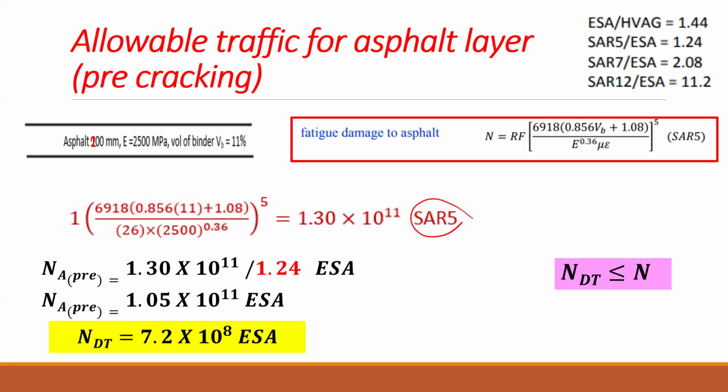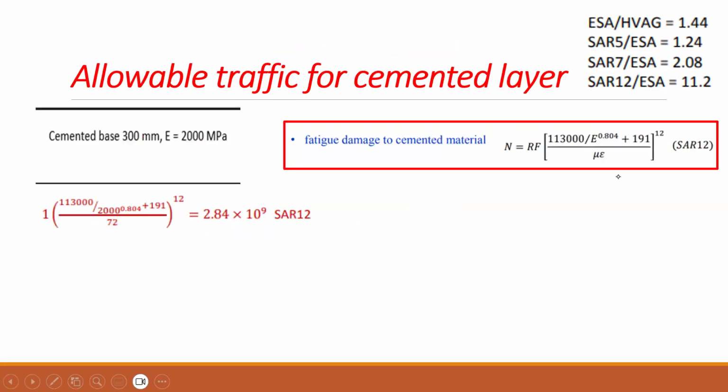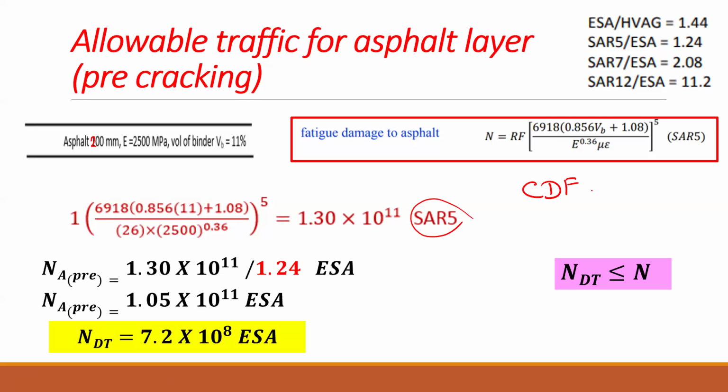Okay, so there is another terminology that we are going to use in the practical. We are going to find the CDF, cumulative damage factor, which equals NDT over N. Whenever it is less than 1, we can say the layer is okay. If it is more than 1, the layer is not okay. So CDF means NDT divided by N, design traffic divided by the allowable traffic. That's the part that we are going to use. We are checking the CDF of different layers.